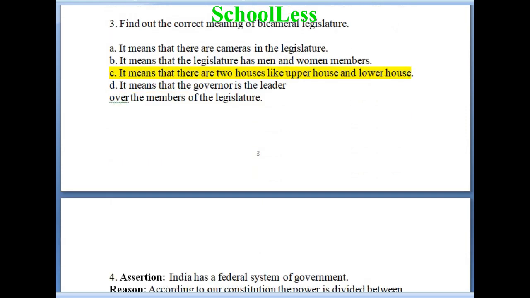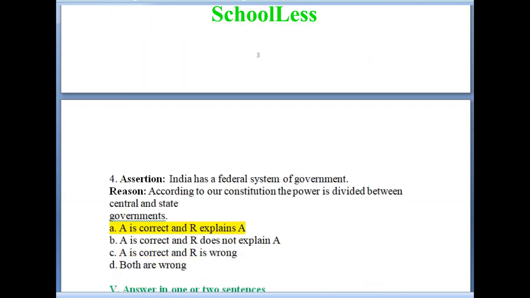Question 3. Find out the correct meaning of bicameral legislature. We see that there are two houses in certain states like upper house and lower house. In certain states, we have got only one house like Tamil Nadu. Choice C. It means that there are two houses like upper house and lower house is the right answer.